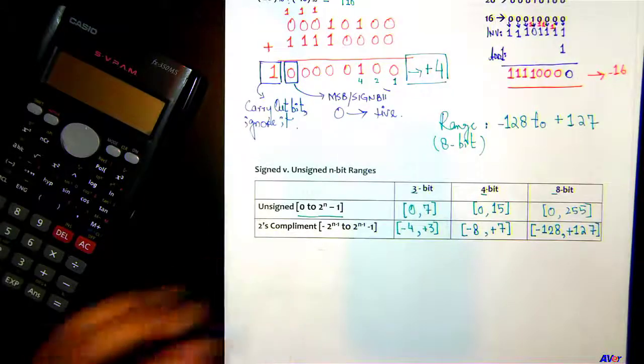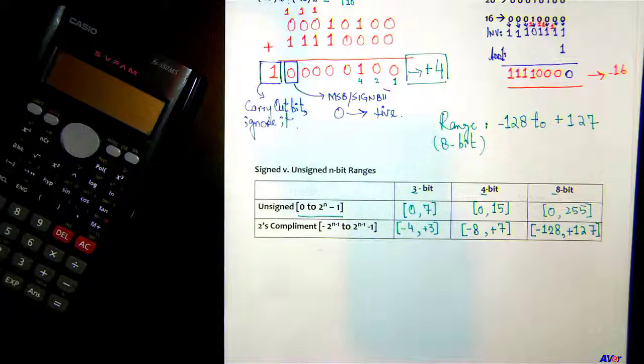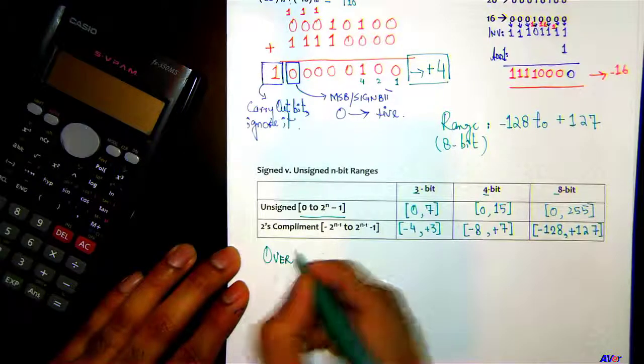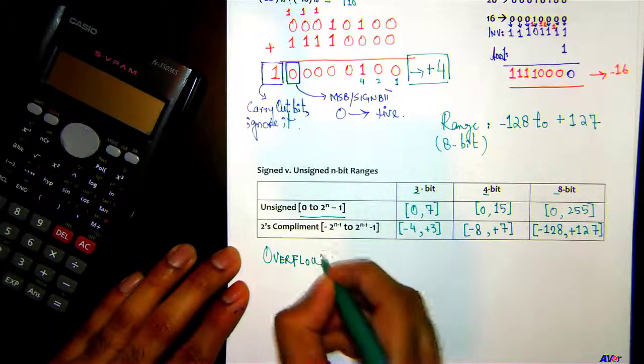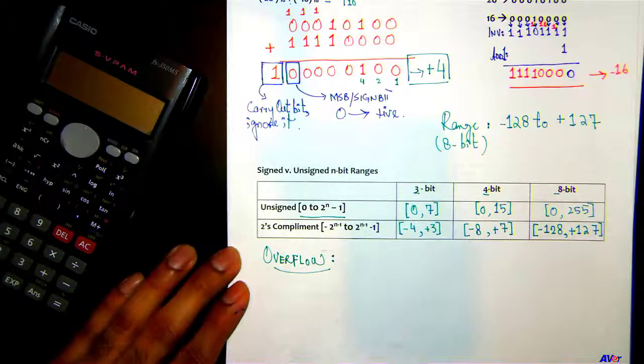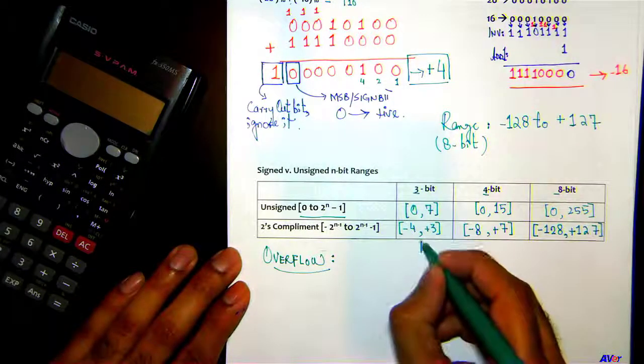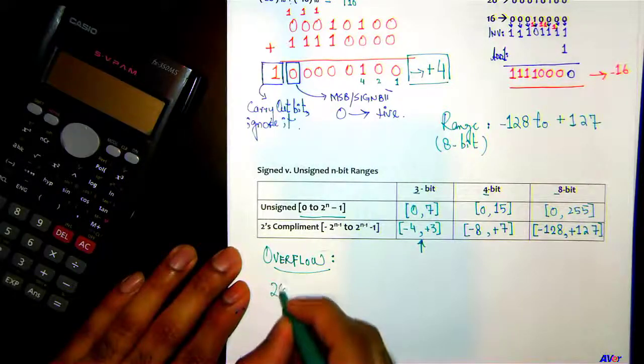Okay, so I was earlier talking about the overflow. Let's explore what that is. I'm just going to pick this 3-bit, 2's complement.